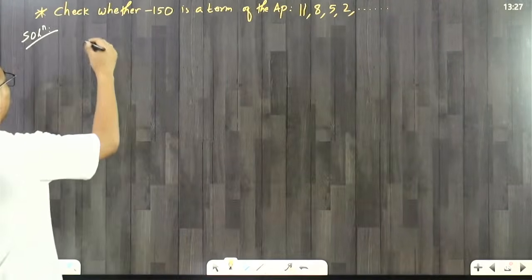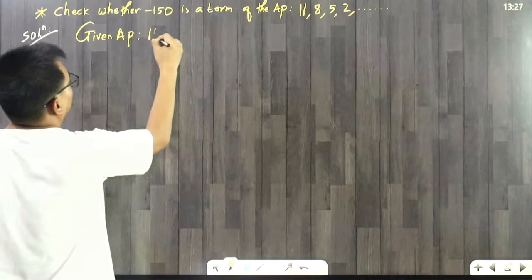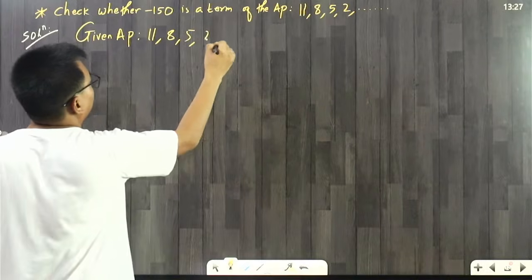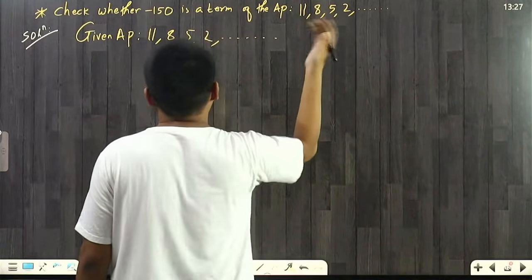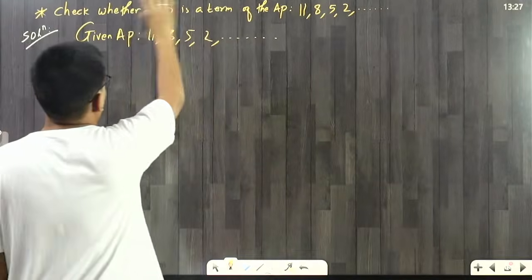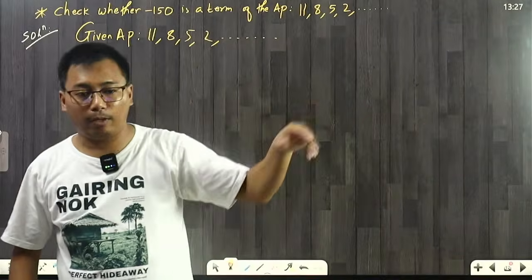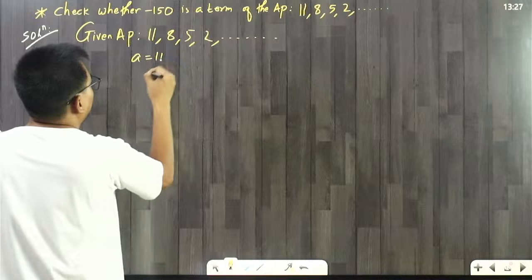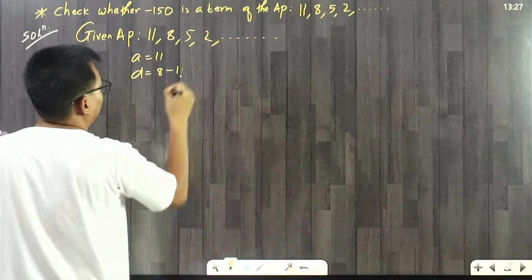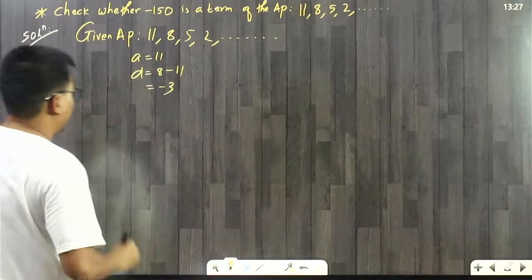Now, what is our given AP? 11, 8, 5, 2, dot, dot, dot. Minus 150, we have to check, because it doesn't tell us that minus 150 is here. We have to check whether minus 150 is in this AP. So A is 11, D is 8 minus 11, the second term minus the first term. 8 minus 11 will be minus 3.